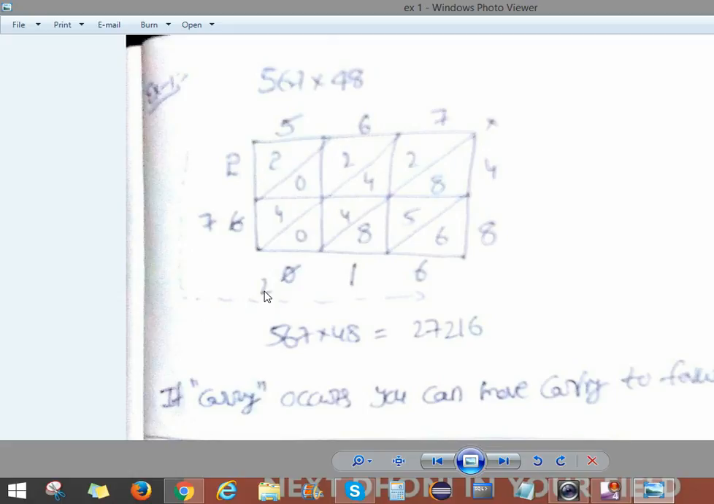So here 2 only. In similar fashion, you write 8 plus 5 plus 8, that means 21. So 21 means the carry is 2. So you have to strike off 0 and put 2, and the rest of the place is 1 as it is. The last one is 6, as it is 6, no need to add anything, so you put it like this. So the answer is 27216.